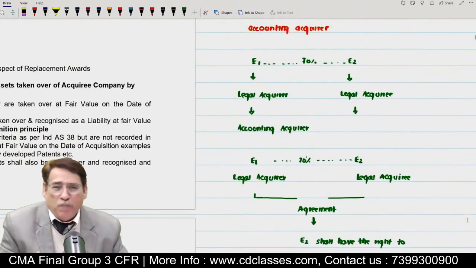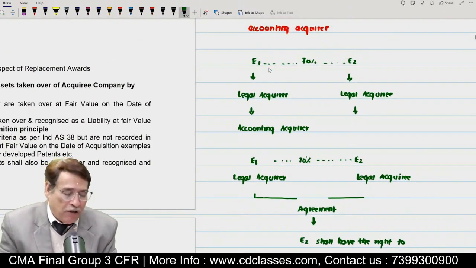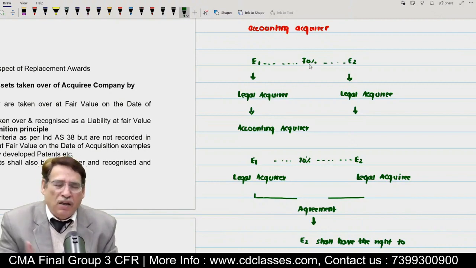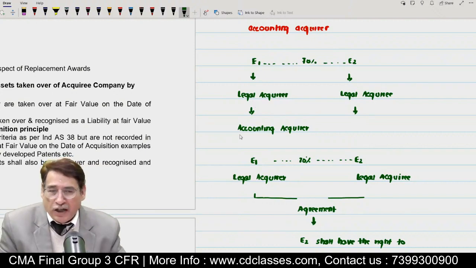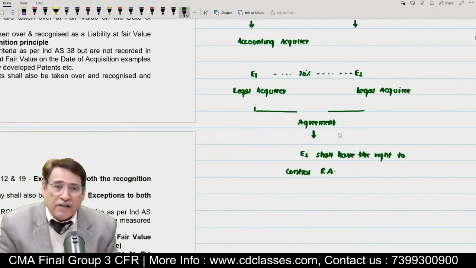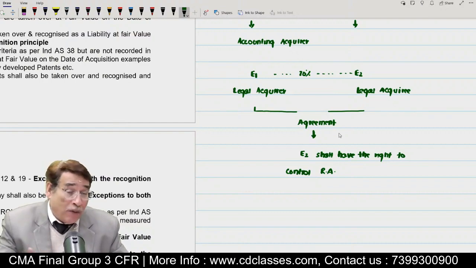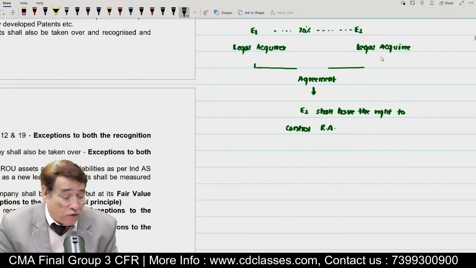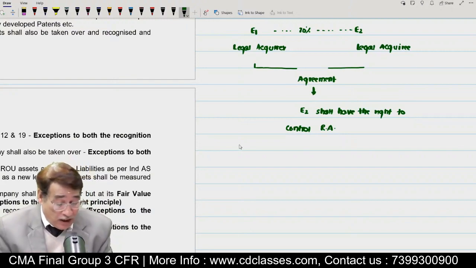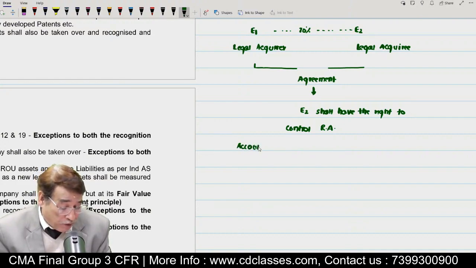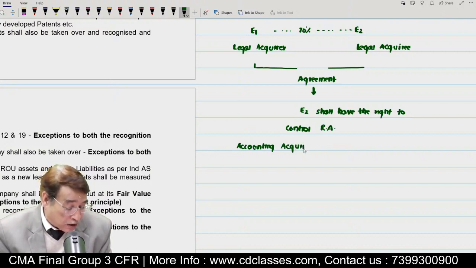Otherwise, you need to understand, because most of the time in the question, you will be given only this much, that E1 has acquired so much of stakes. Under such situations, you need not stretch your mind unnecessarily, and the legal acquirer itself will be the accounting acquirer. Only when the question elaborates like this will you have to exercise a bit of caution to know that the legal acquirer may not be the accounting acquirer. In this case, for the purpose of accounting, E2 will be considered as the accounting acquirer.